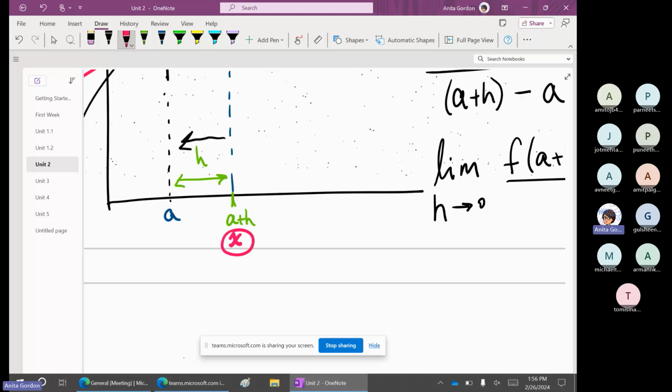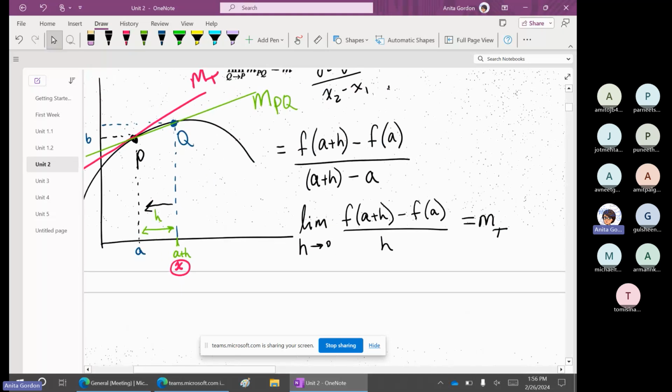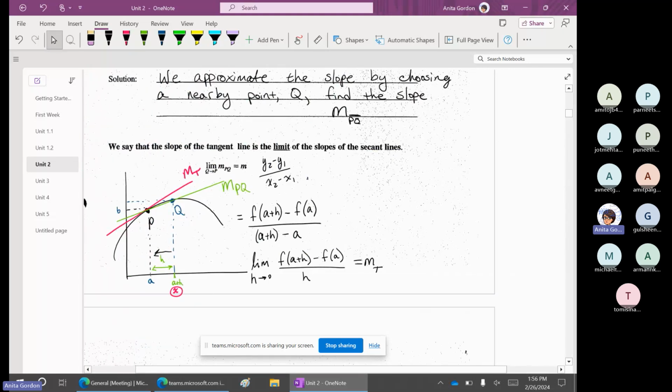So A is my original point and X is my new point. So I don't have the plus H bit. I could rewrite this. I'm not going to redraw the graph because it's exactly the same idea. The slope of the tangent now is going to be the limit. And this time it's going to say as X gets closer to A. That would be a different way of writing it.